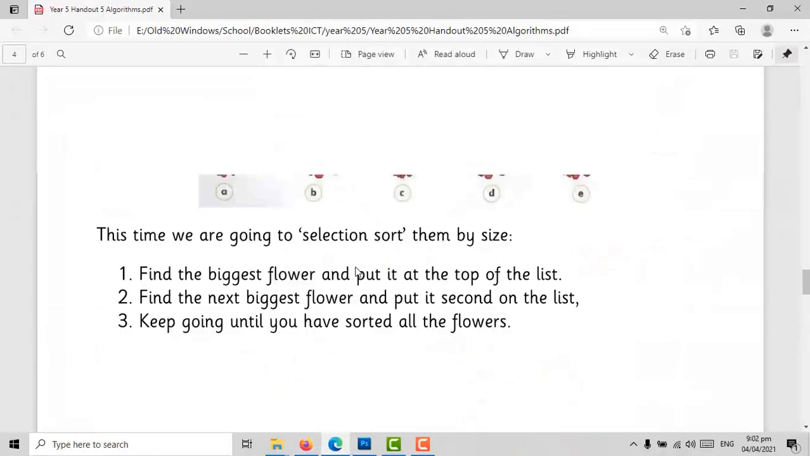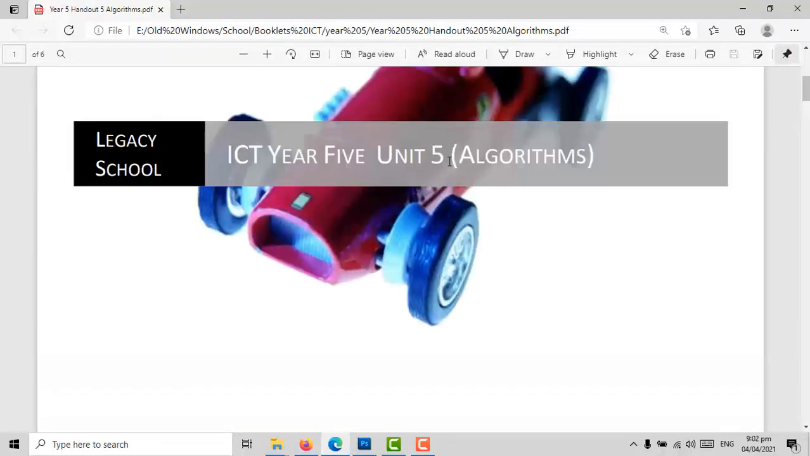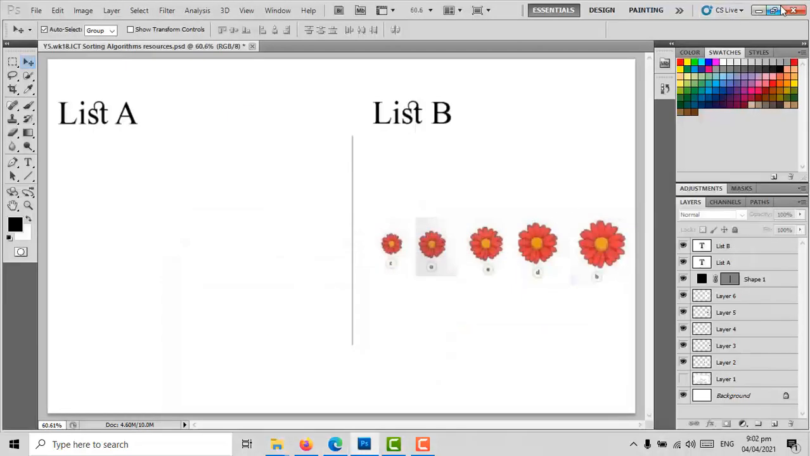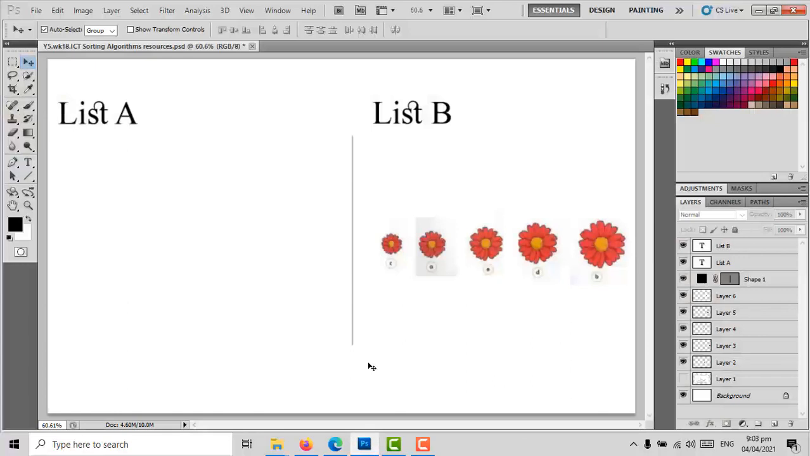So let's go back to the book and check it out. Yes, it is unit number 5. This was the last lesson in unit number 5. I hope you guys learned a lot. We've defined what an algorithm is, and we've also learned the 3 types of algorithm: insertion sorting, selection sorting, and bubble sorting. And we practically did all 3 types of sorting in Photoshop.